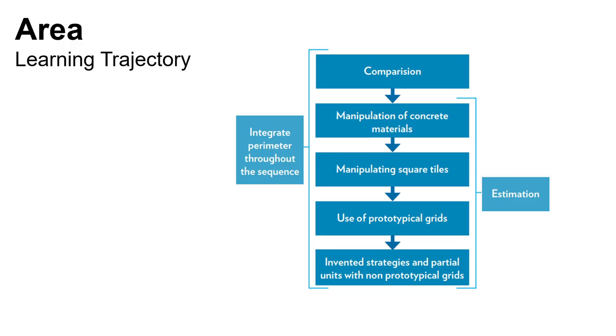Making sure also on the left-hand side, I've said that we need to integrate perimeter throughout the sequence of learning. So making sure we're teaching area and perimeter at the same time to iron out those misconceptions and create a clear understanding for our students of what area is. Also, we need to be looking at estimation. We know from the research that the more students estimate, the better they become at estimating. So please make sure you're using estimation throughout your sequence of learning.